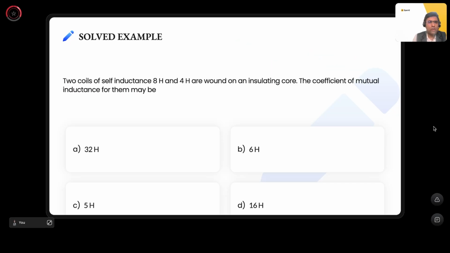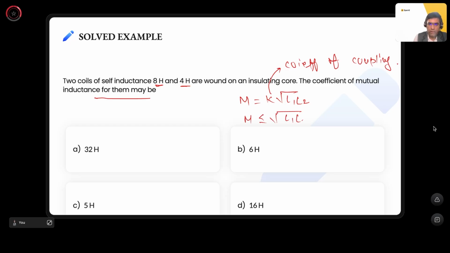Next question. Two coils of self-inductance 8 Henry and 4 Henry are wound on an insulating core. The coefficient of mutual inductance between them may be. So look, the value of M is K under root of L1 L2, where K is the coefficient of coupling. Right? And K is less than 1. So basically M is less than or equal to under root of L1 L2.